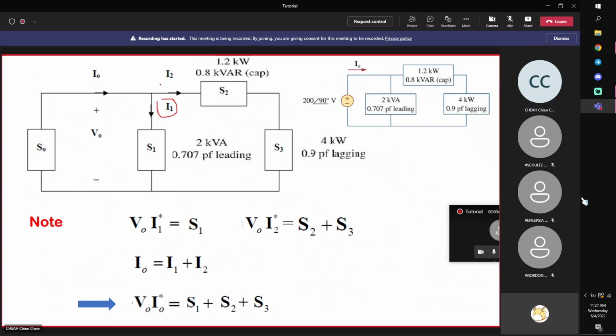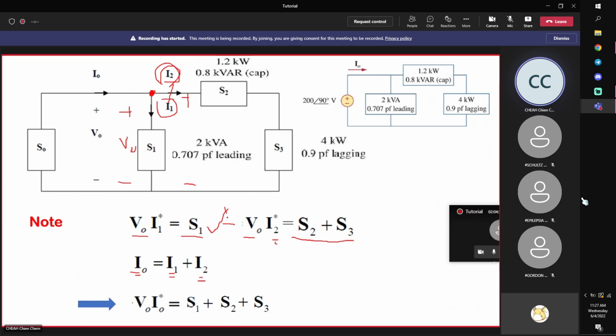Let's call them I1 and I2. The complex power associated with S1 is the voltage across it, V0, multiplied by the complex conjugate of I1. So this is true. Next, the voltage across here is V0, multiplied by the complex conjugate of I2, which is equal to S2 plus S3. Now, if you take Kirchhoff's current law at this node, inflow is equal to outflow. So this means that the total current I0 is I1 plus I2.